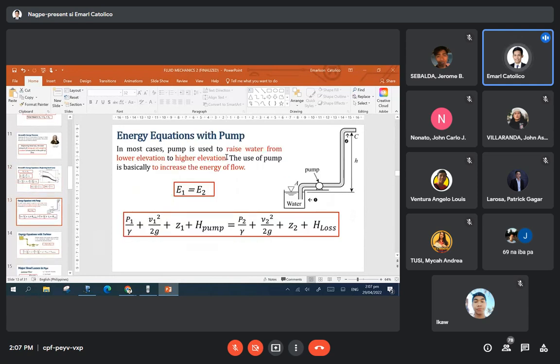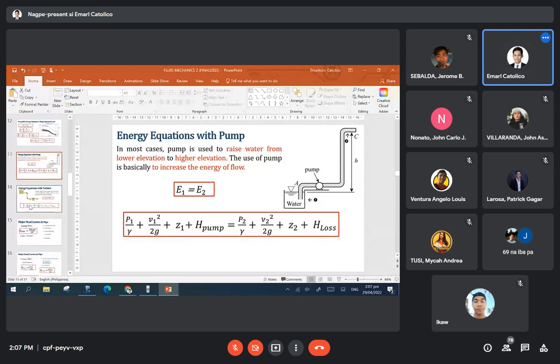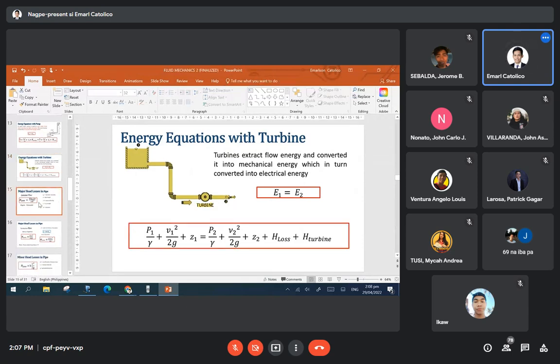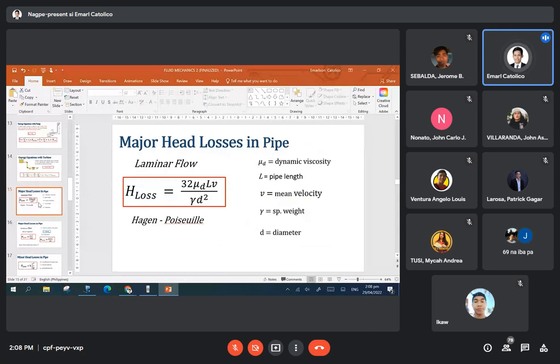So energy equation with pump, na-discuss ko na rin to. Ang nadagdag lang dito, kapag meron kang H ng pump, dito mo siya ilalagay sa left side of the equation. Yung head loss nasa right side. Okay. So kapag turbine naman, head loss and head ng turbine parehas nasa right side. Okay. Then major head losses in pipe.